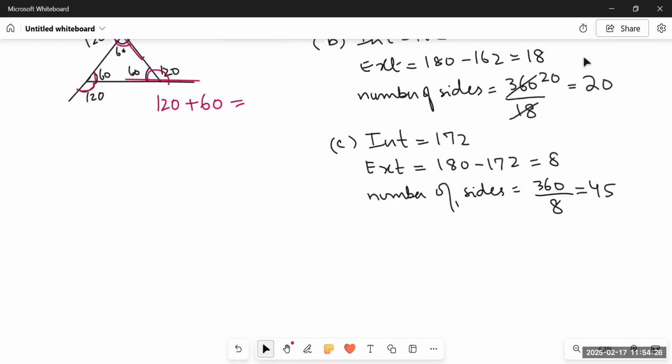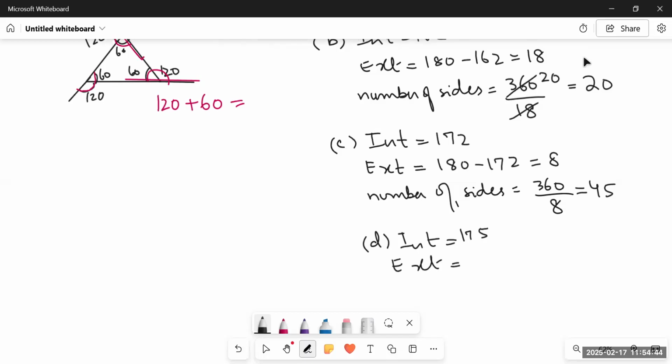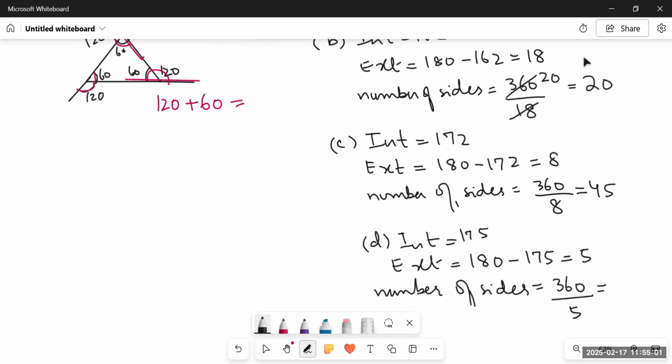Okay, then we have 175. The interior angle is given as 175. So first we find the exterior angle by subtracting it from 180. We get 5. What to do next? Just divide 360 by it. 360 divided by 5: 5 sevens are 35, 5 twos are 10. So the answer to this would be 72.